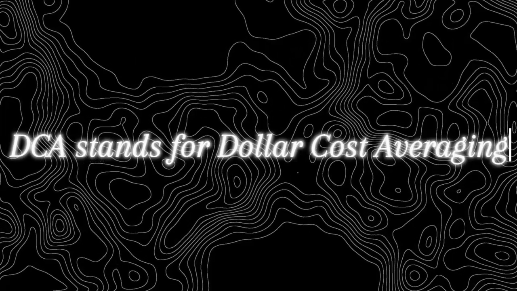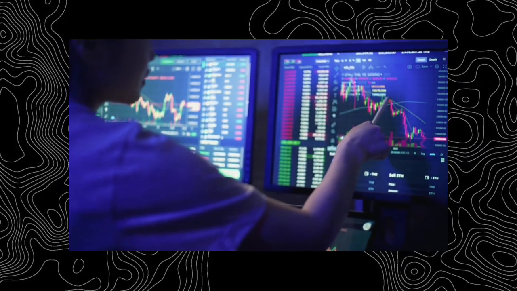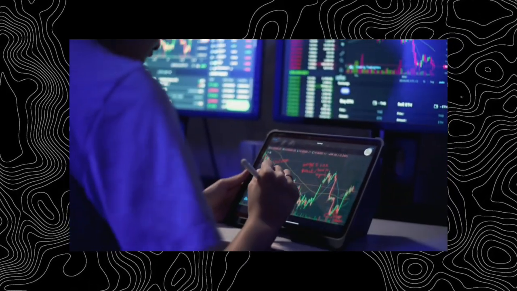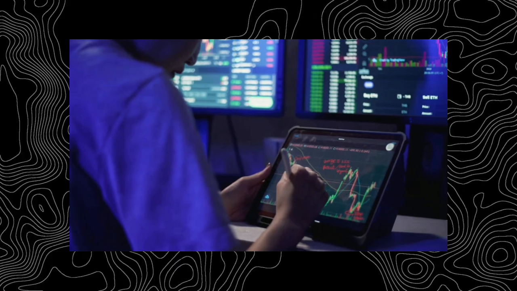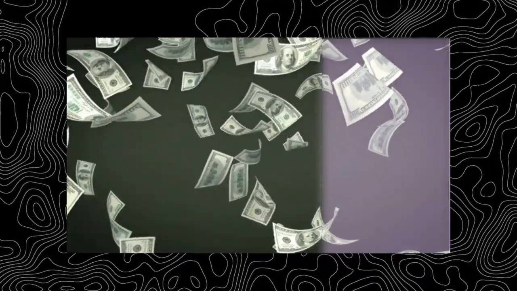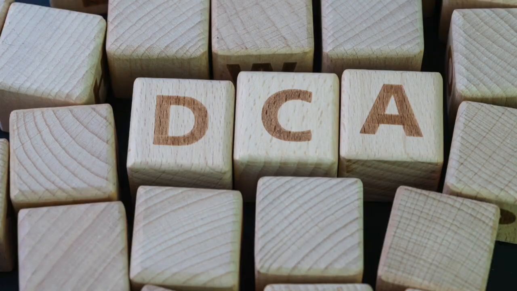DCA or dollar cost averaging is ideal for building positions in the market and is suited for an investor mindset of accumulating a cryptocurrency over time. Which means if you are planning to use DCA, you are most likely planning to build more and more of maybe the cryptocurrency or the assets that you're investing into.